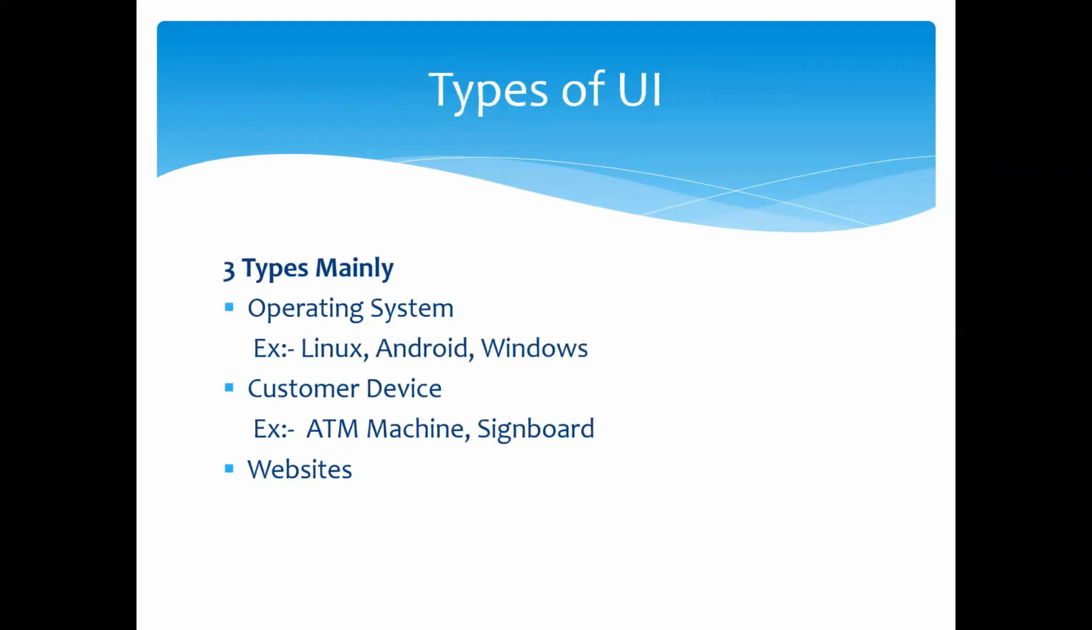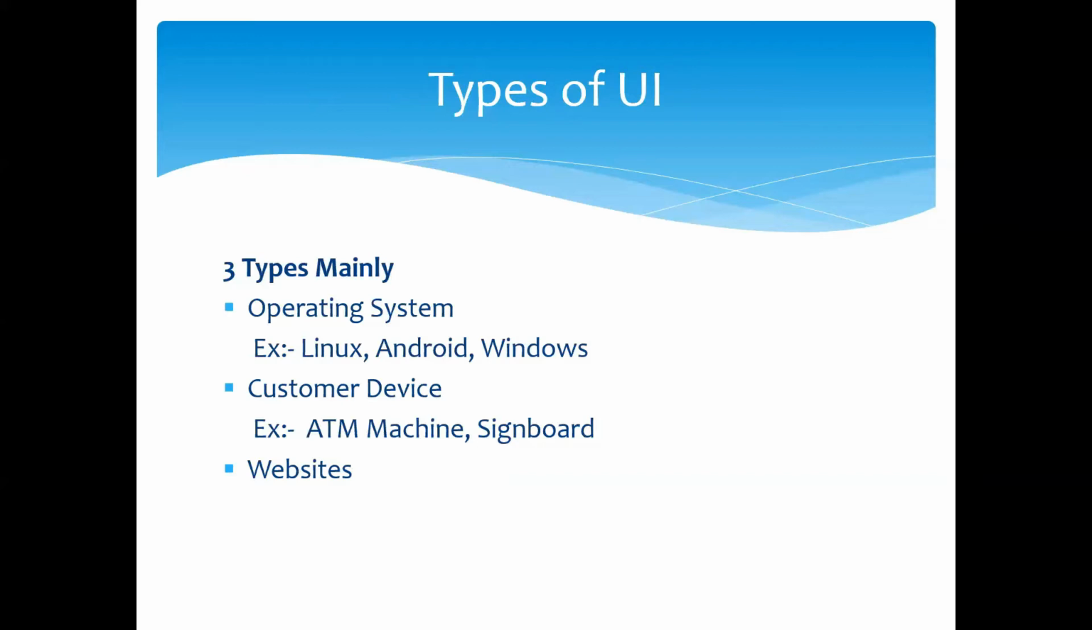The next one is the customer device. An example is an ATM machine. In an ATM machine we do transactions, withdrawing or depositing cash, by using the UI. We go to the ATM machine, insert our card, input our data, and after validation our transaction is done. We input the values through either the buttons or the touch screen of that UI.